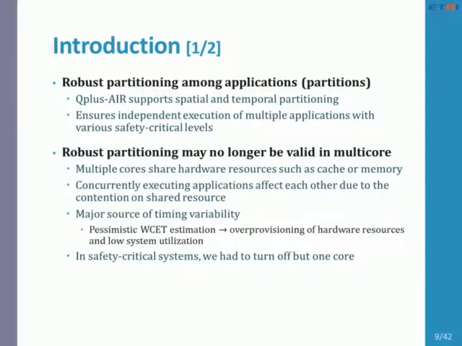As you know, in multi-core platforms, cores share hardware resources such as cache, memory, or I/O devices, and multiple applications try to access those resources at the same time. The time waiting for access grant directly affects the execution time of an application. This inter-core interference problem, or shared resource contention problem, is a major source of timing variability. As a result, in most safety-critical systems, we had to turn off all but one core.